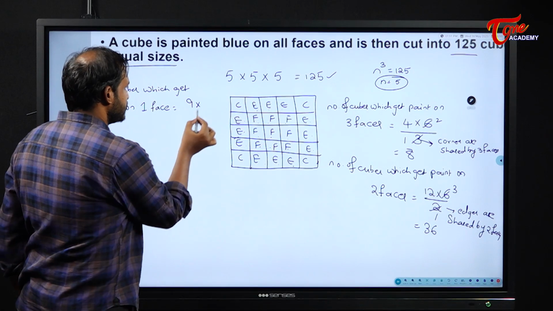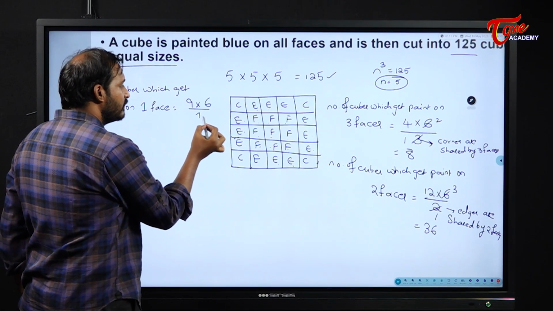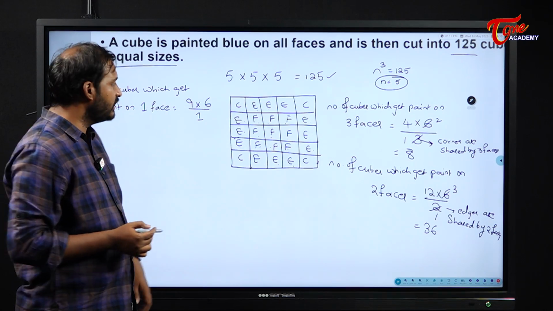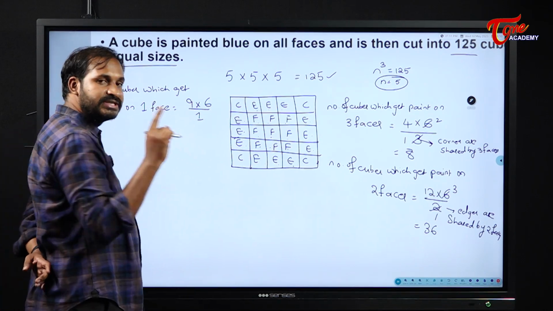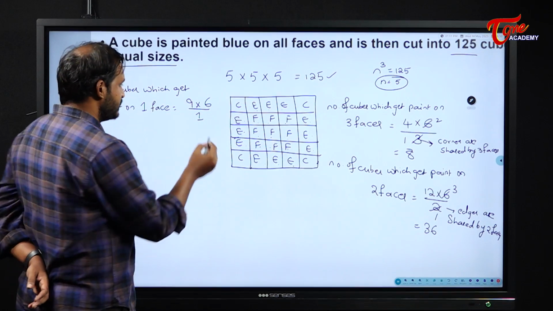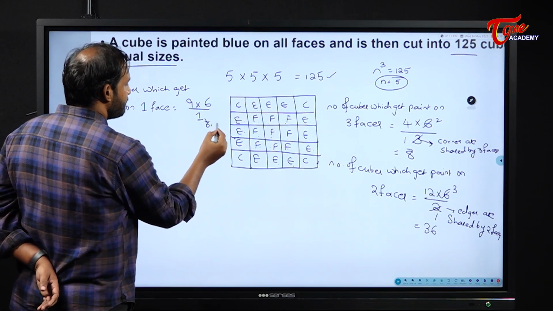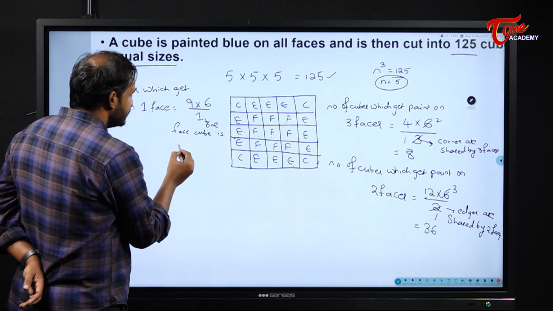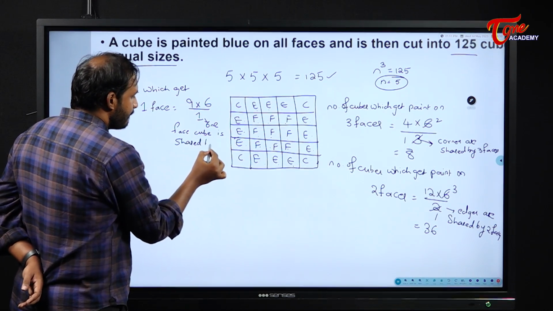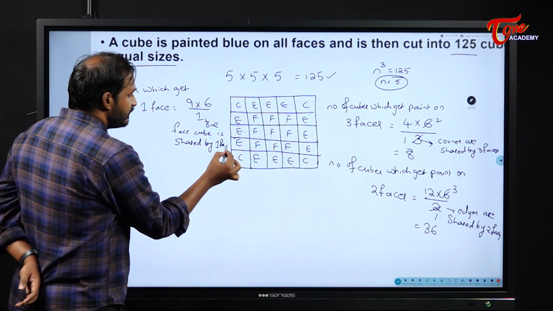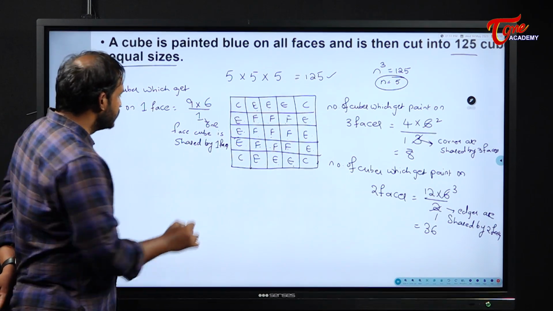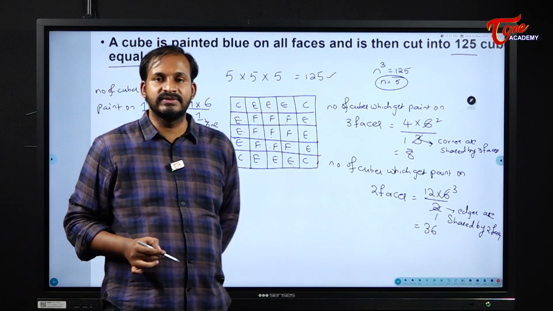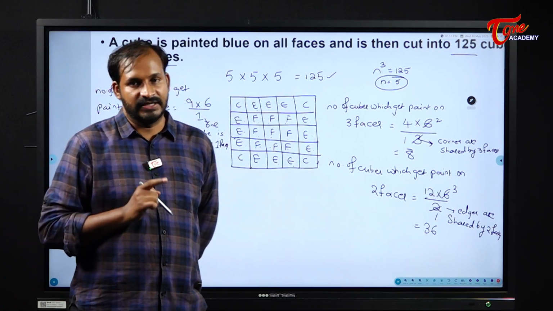I have 6 faces, by 1. Actually there is no need, but for your understanding I am writing it as 1. Why? Because one face cube will be shared by only one face. That is the reason I am dividing it by 1. So 9 sixes are 54. That means there will be 54 cubes which will get paint on one face.